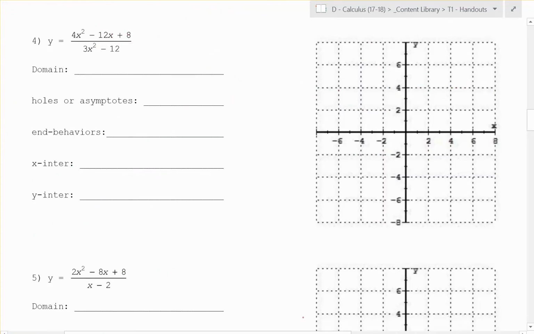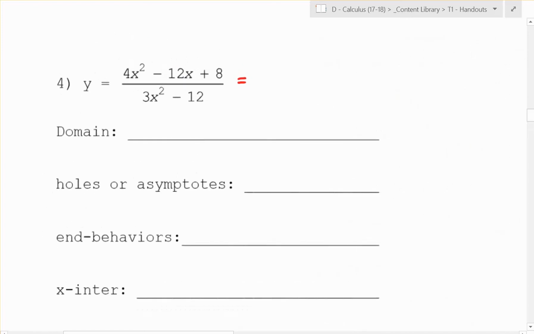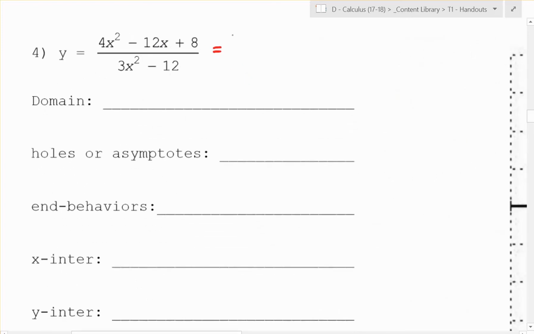I'm going to jump to number 4 to jump difficulty a little bit. You can always go back and do number 3 if you want, but this one is not factored, so you need to factor it first. Factor out easy stuff first. You don't have to factor everything at once, and in this case you can factor out a 4 from the numerator and get x squared minus 3x plus 2, and you can factor out a 3 from the denominator and get x squared minus 4.